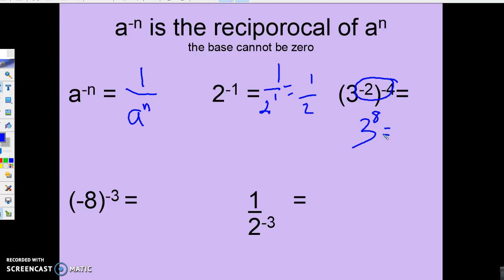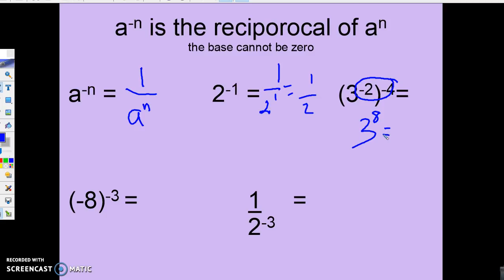So if I type in 3 to the 8th power, I get 6,561. Okay, what's the purpose of exponents? The purpose is to condense a very large number into a smaller number. So we can just leave this one as 3 to the 8th power.